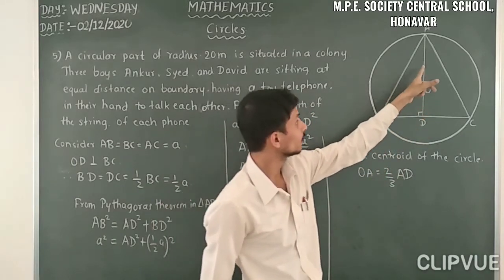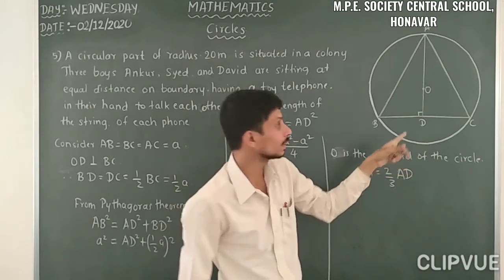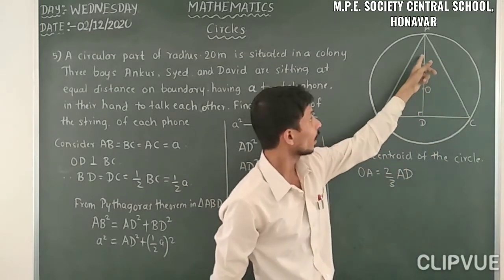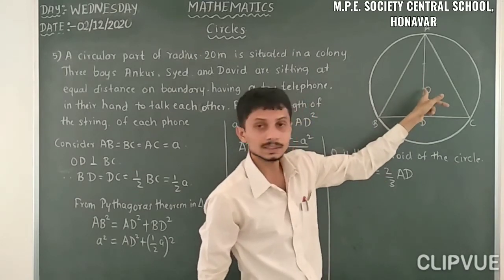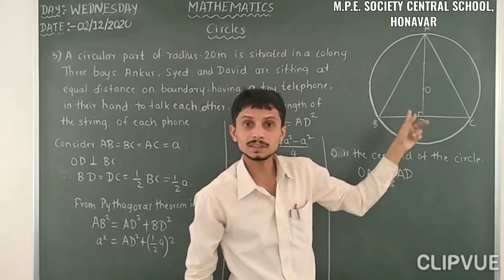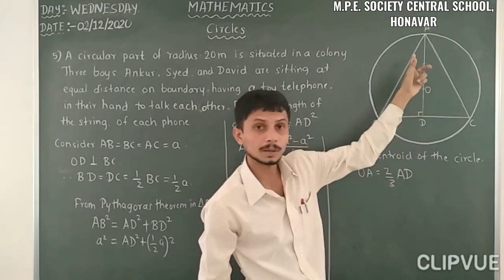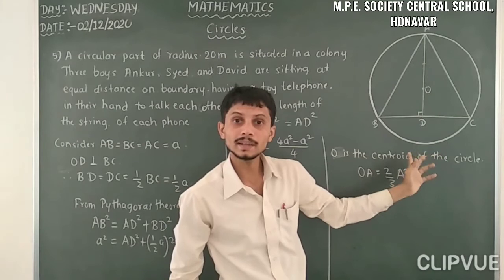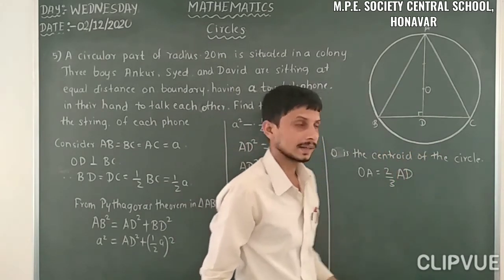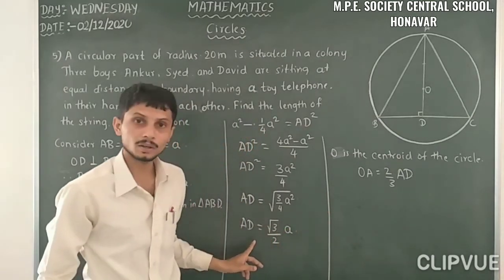When we split this line into 3 parts, here we have 3 equal parts. That means this AO, this centroid, is actually the 2 by 3 part. That means it's 2 by 3 of this complete line AD. So already you know that one. As OA is equal to 2 by 3 AD, here we have the value of AD.